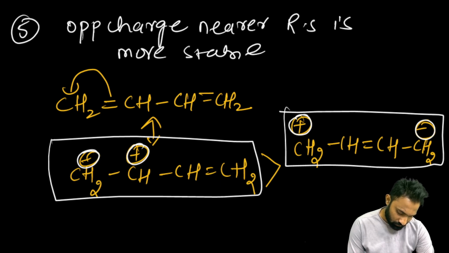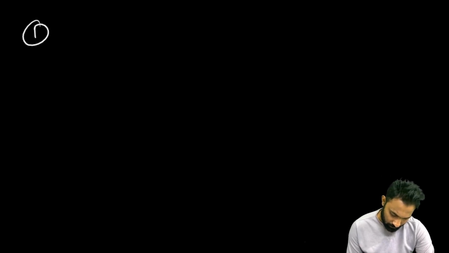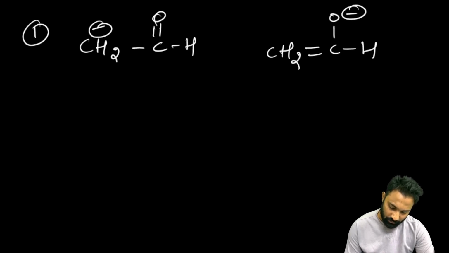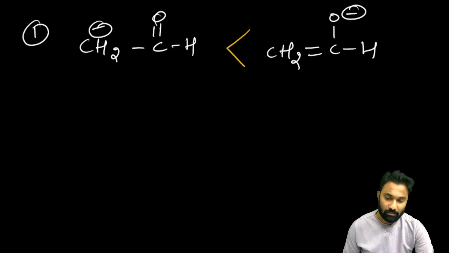Now we'll do some questions based on this concept. Clear? First question: suppose they have given CH2 minus and C double bond O H, and the second resonating structure they have given CH C H and O negative. Clear? Among those two, which is the more stable resonating structure, 1 or 2? Now 2 is the more stable resonating structure, right?